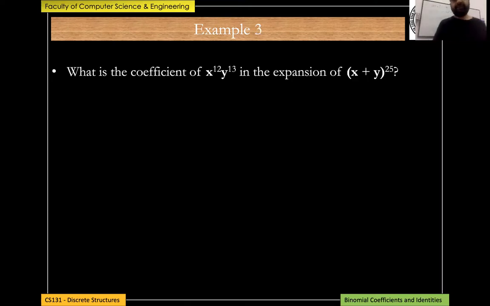What is the coefficient of x^12 y^13 in the expansion of (x + y)^25? This is a slightly different question. Do you need to expand all of this, or can we directly find it for x^12 y^13 for n equal to 25? The answer to that is clearly that I'll just rub it out and go through it again in a different manner.